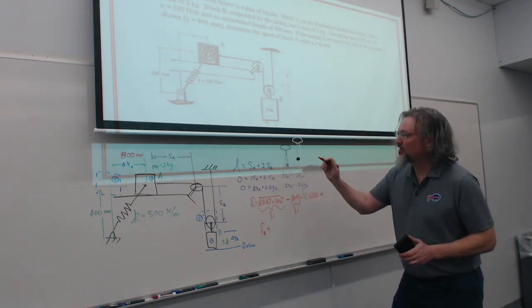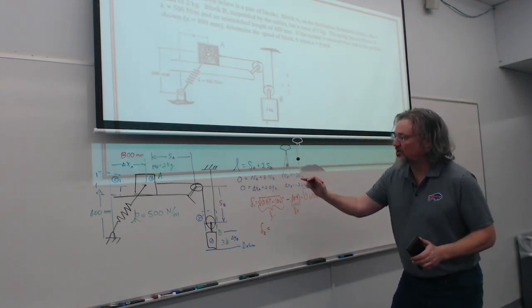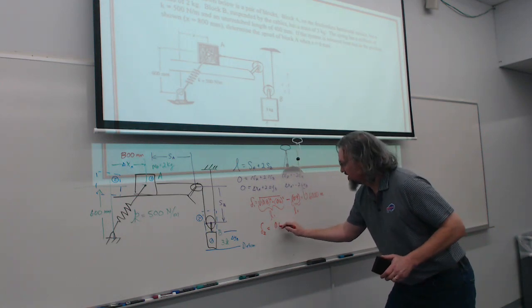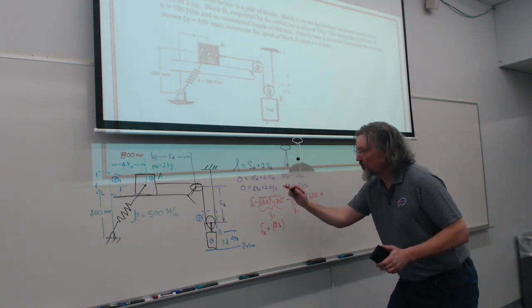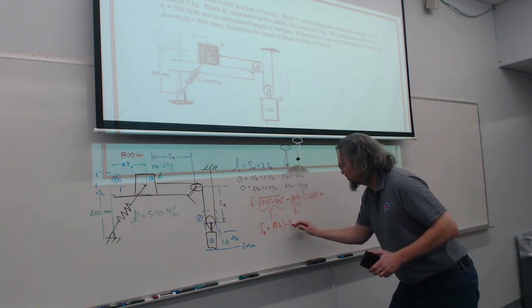And then we can do this one in our head, right? So 0.6 is going to be the length when it gets right to there, minus our 0.4.